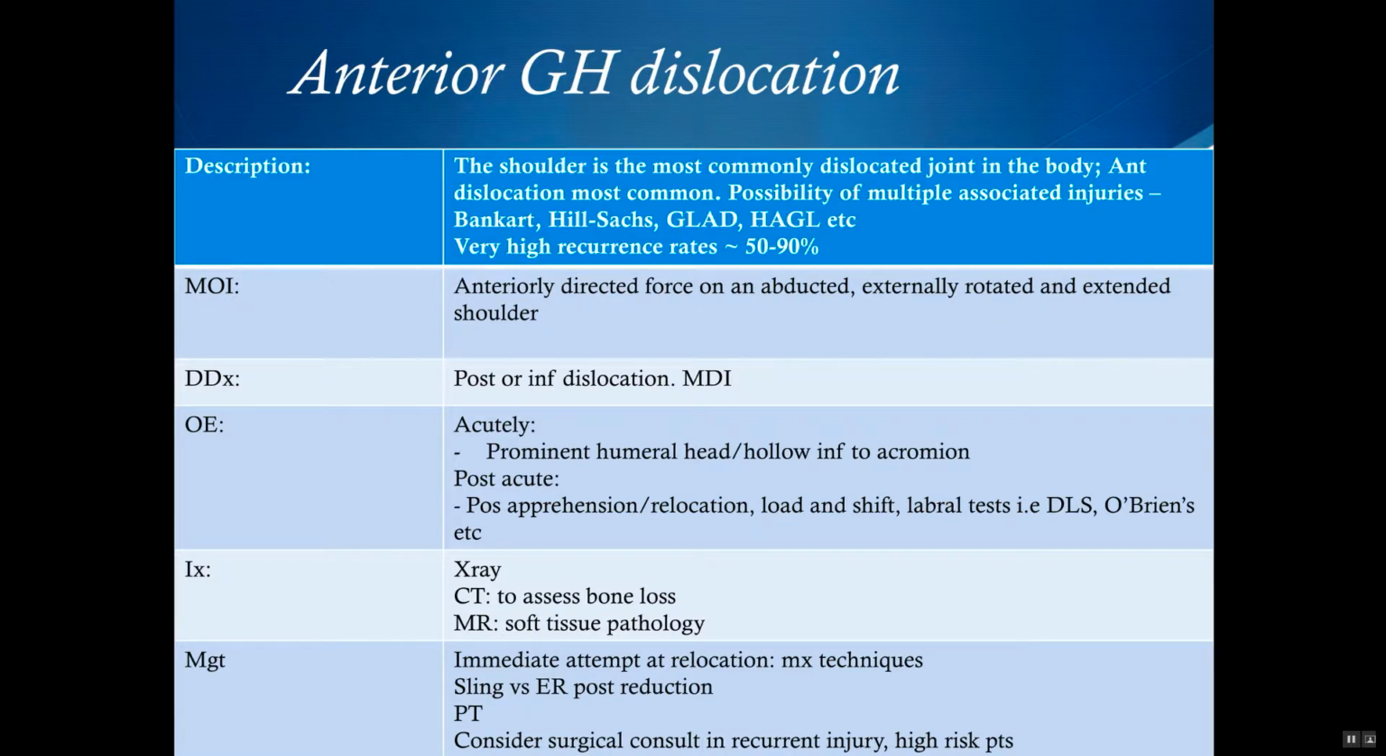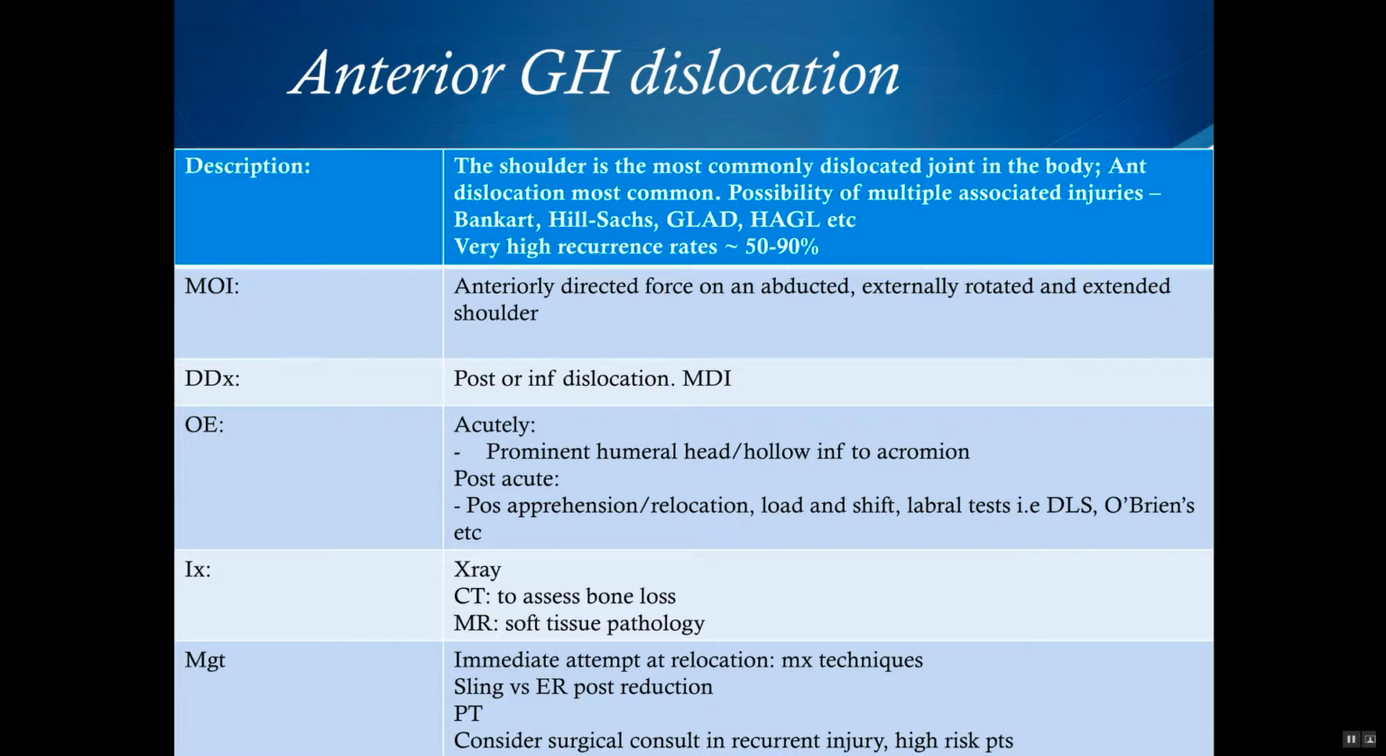The management of anterior glenohumeral dislocation is to try to relocate the shoulder as soon as possible. There are multiple ways to do this, including more recent techniques such as the Cunningham technique, and traction techniques. This is essentially a long list of options to try to reduce the shoulder, so it's important to get comfortable with one or two approaches and have that in your tool bag if needed.